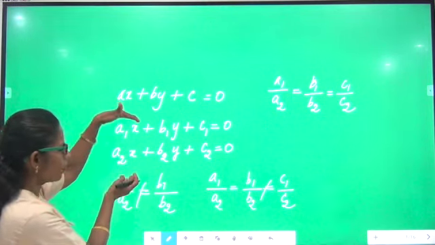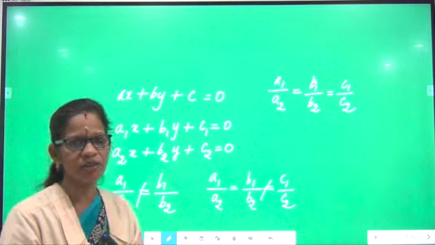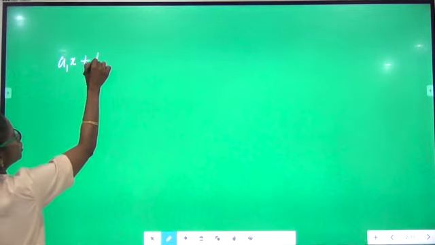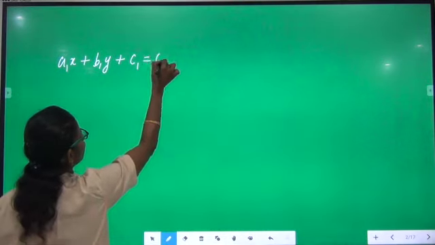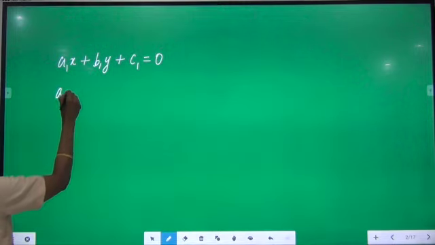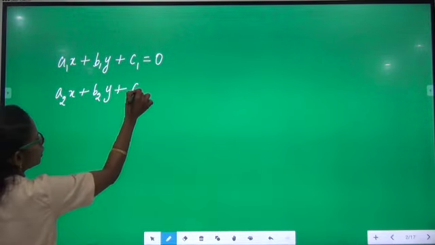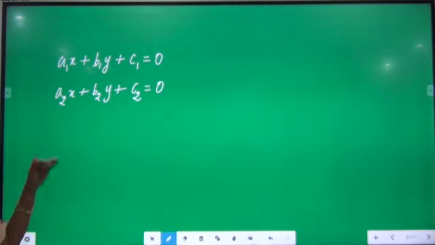The same pair of linear equations you are going to represent in matrix form. How am I going to represent it? You have to listen. a1x plus b1y plus c1 equal to 0. Next, a2x plus b2y plus c2 equal to 0. This is the pair of linear equations.